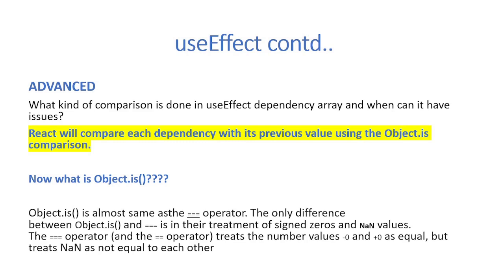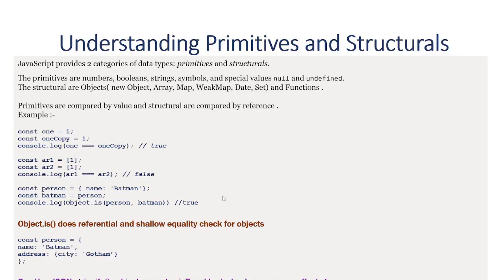When the zeros are signed, minus zero and plus zero, the triple equal to operator will always treat them as equal, irrespective of the sign of the zero. But Object.is will treat them differently. And NaN will always be treated as different in the case of the triple equal to operator. It will always give false if you compare a NaN with a NaN. But Object.is will give them as equal. So that is the difference between the triple equal to operator and Object.is, but they are almost the same otherwise.